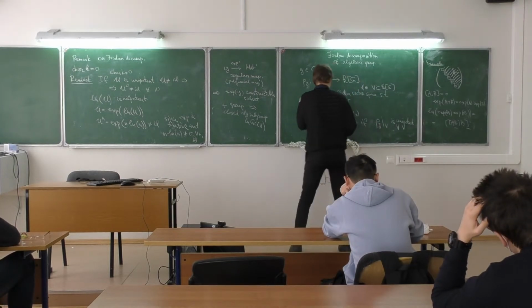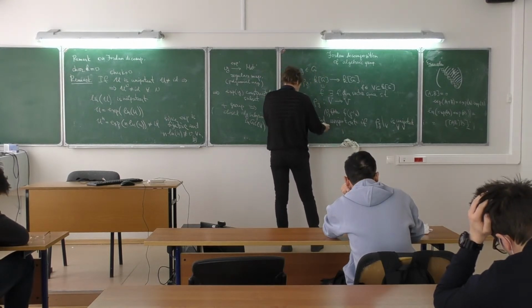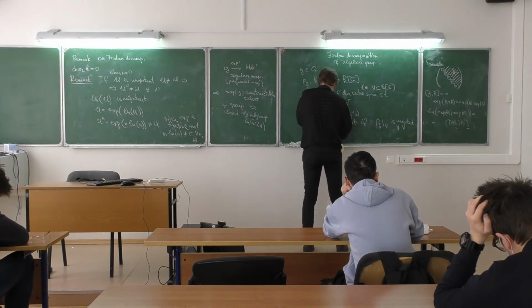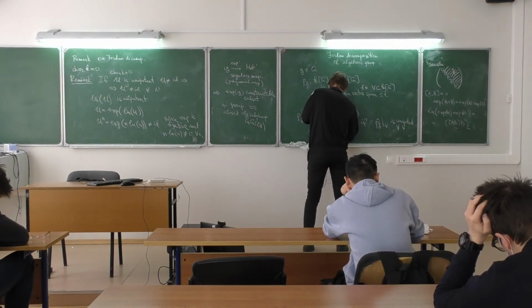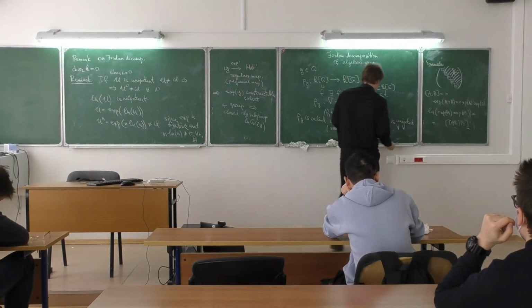Yeah, so rho is called unipotent if this restriction of rho G to V is unipotent for any V, which is invariant under rho of G, and semi-simple.